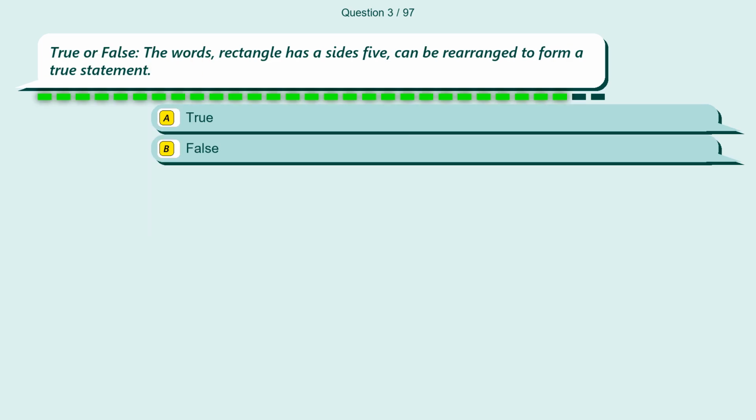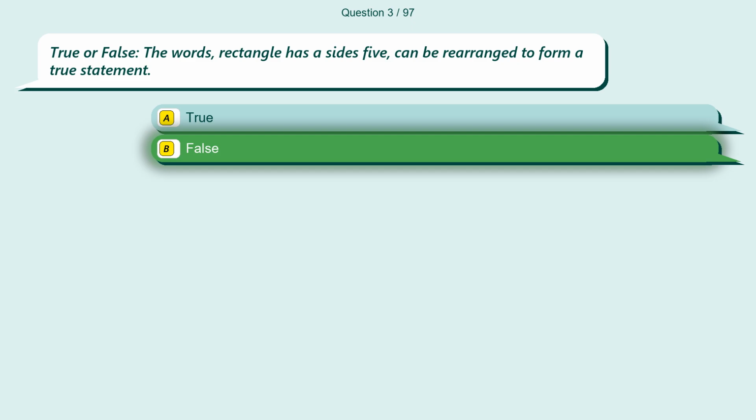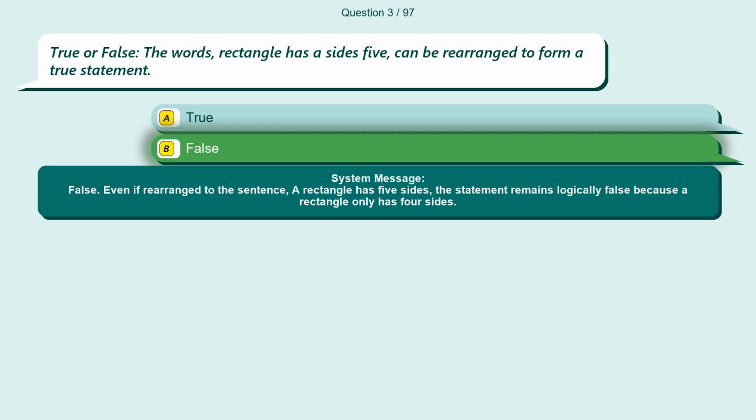Question 3. True or false, the words, "rectangle has a sides 5," can be rearranged to form a true statement. Option A, true. Option B, false. The correct answer is option B, false. Even if rearranged to the sentence, a rectangle has 5 sides, the statement remains logically false because a rectangle only has 4 sides.